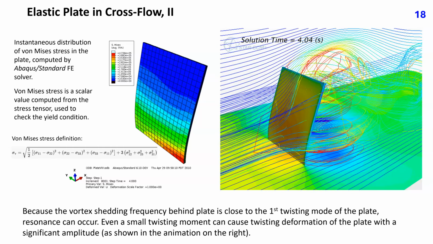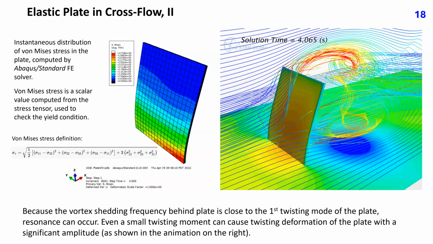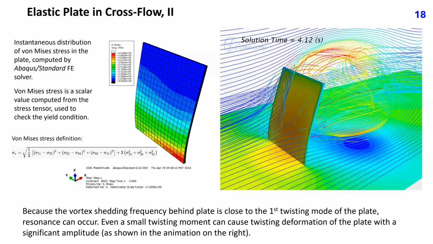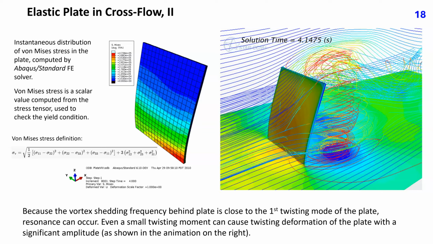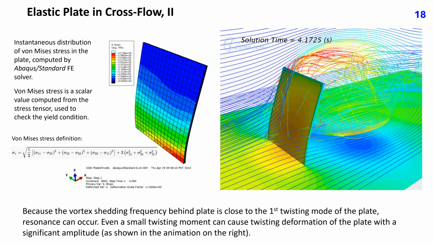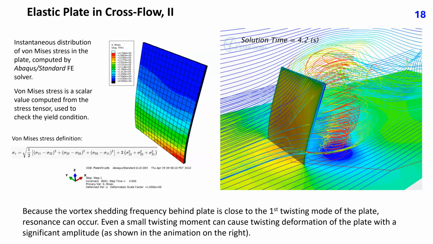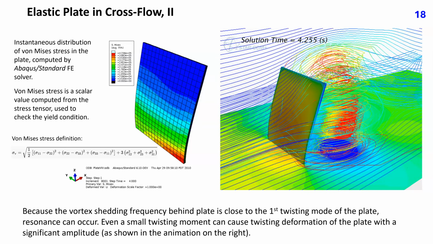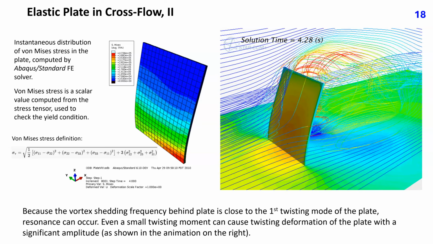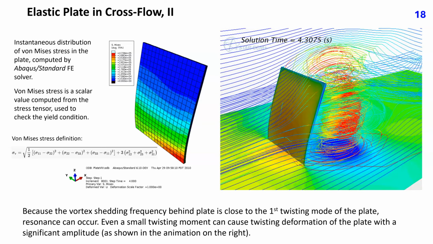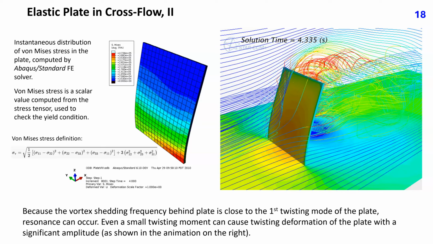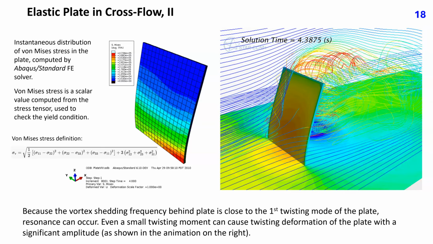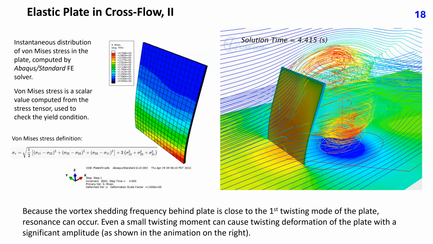A coupled simulation of flow and plate deformation was then performed using co-simulation of SimSolid CM+ for the flow and Abaqus Standard for the structural deformation with implicit coupling. Because the vortex shedding frequency behind the plate is close to the first twisting mode of the plate, resonance can occur. Even a small twisting moment can then cause a twisting deformation of the plate with a significant amplitude. This was happening here, as shown in the animation on the right.